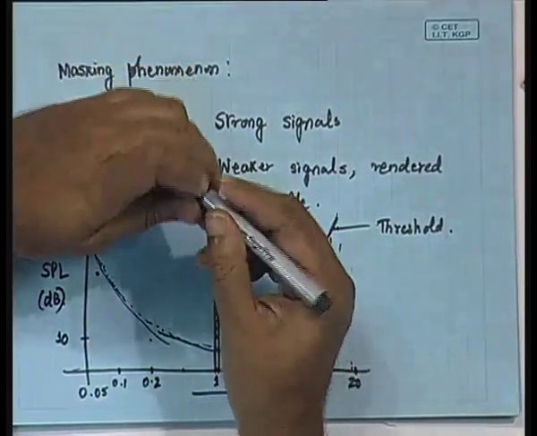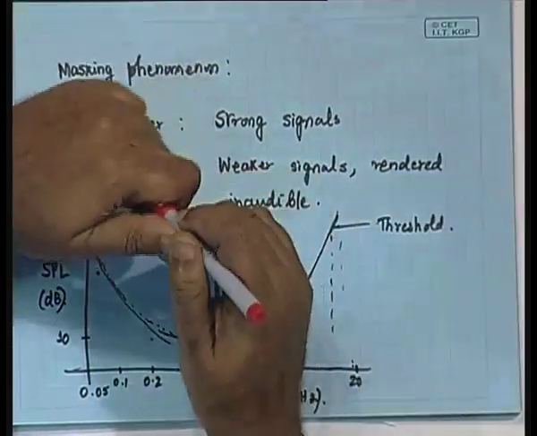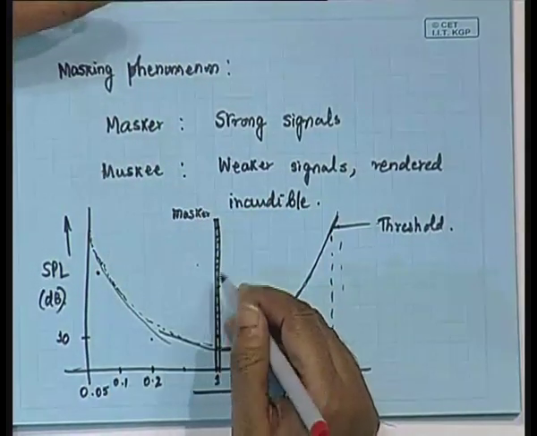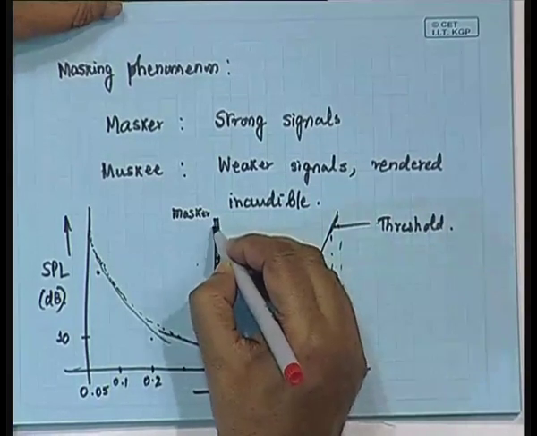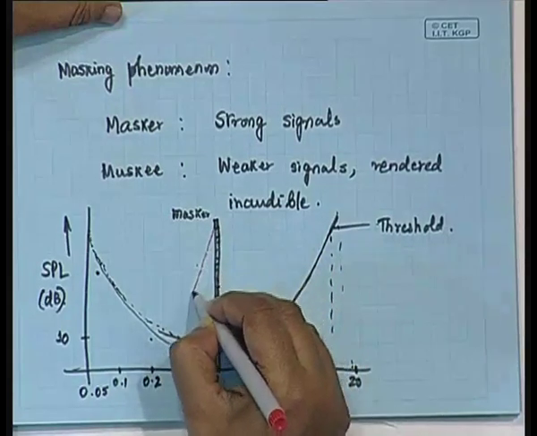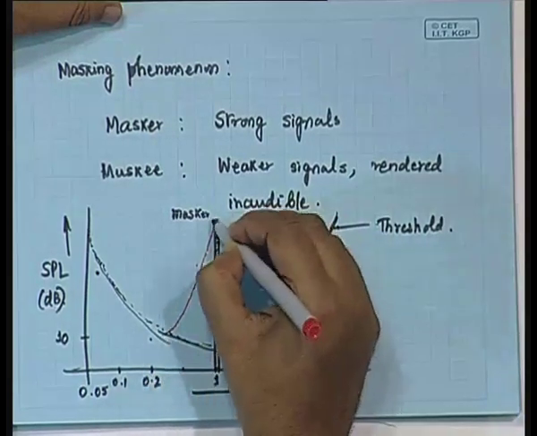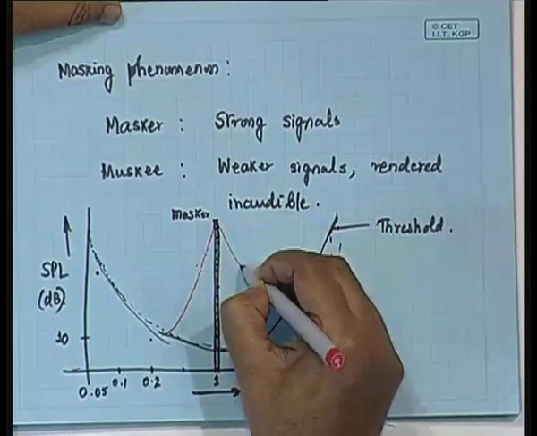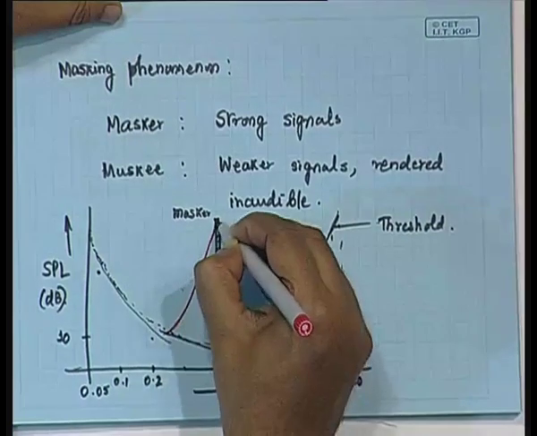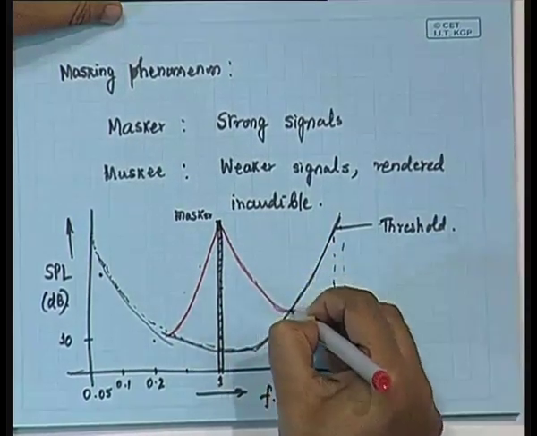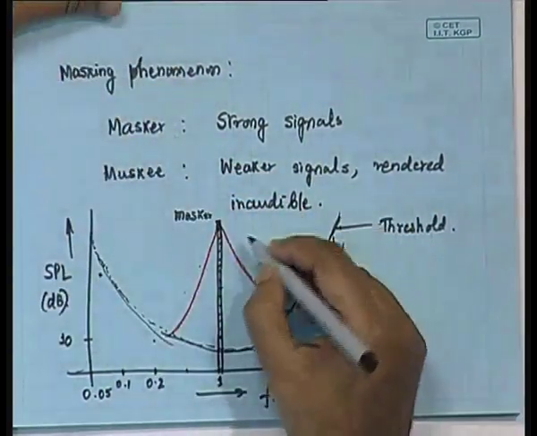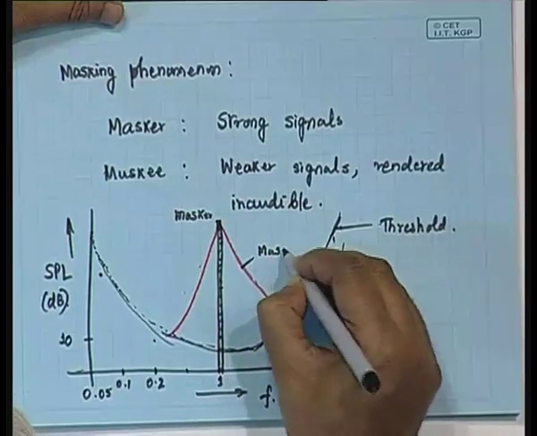But because of the masking effect, every masker has some masking characteristics, and the masking characteristic forms a masking threshold. It may be something like this. This line which I have just drawn in red is the kind of characteristic we get for the masking threshold.